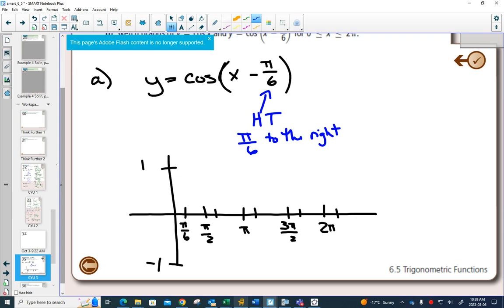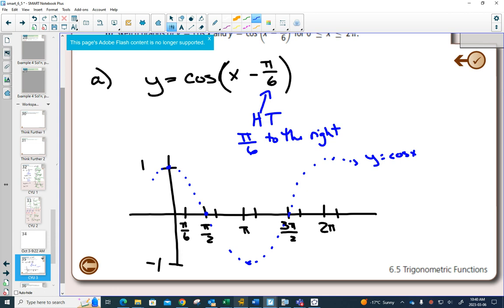A normal cos graph starts at the maximum. So in blue, here's a normal cos graph. A cos graph would go maximum, then center line, then minimum, then center line, then maximum. I'm just going to draw it in a dotted line. This blue line is our regular graph of cos x.